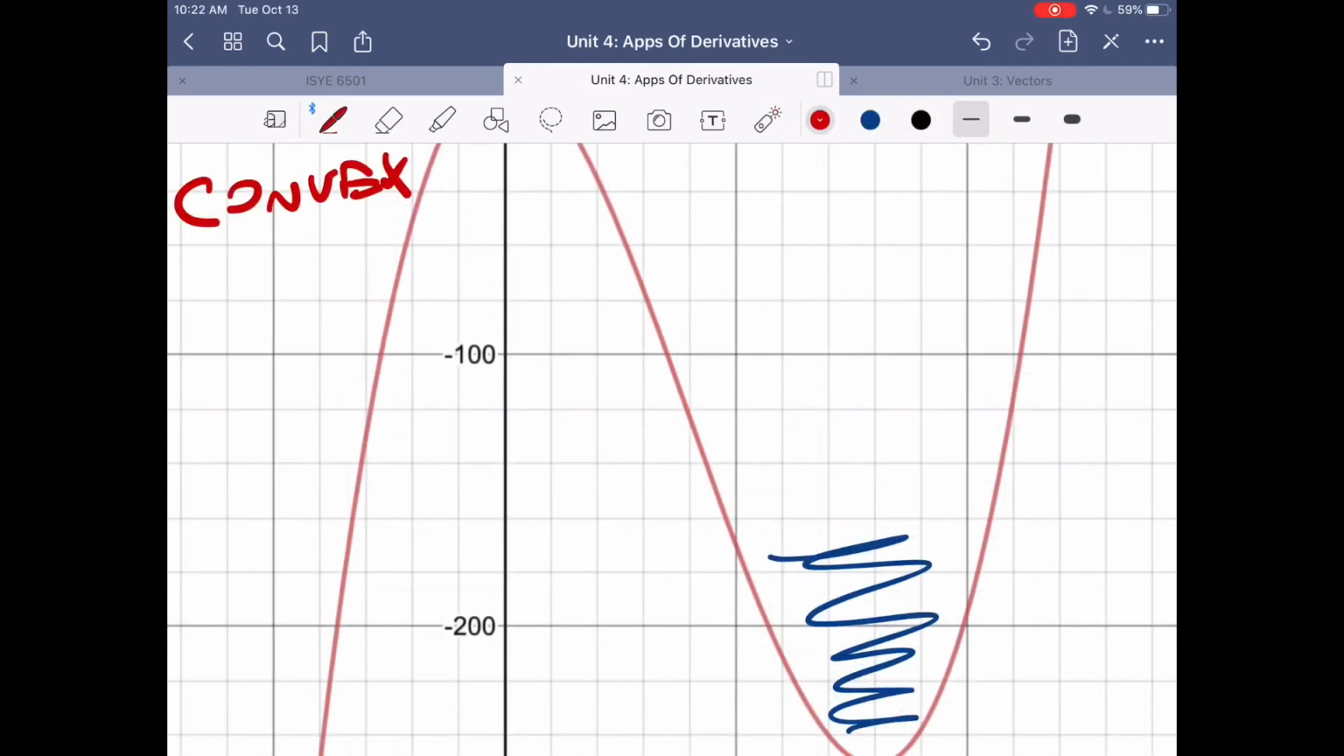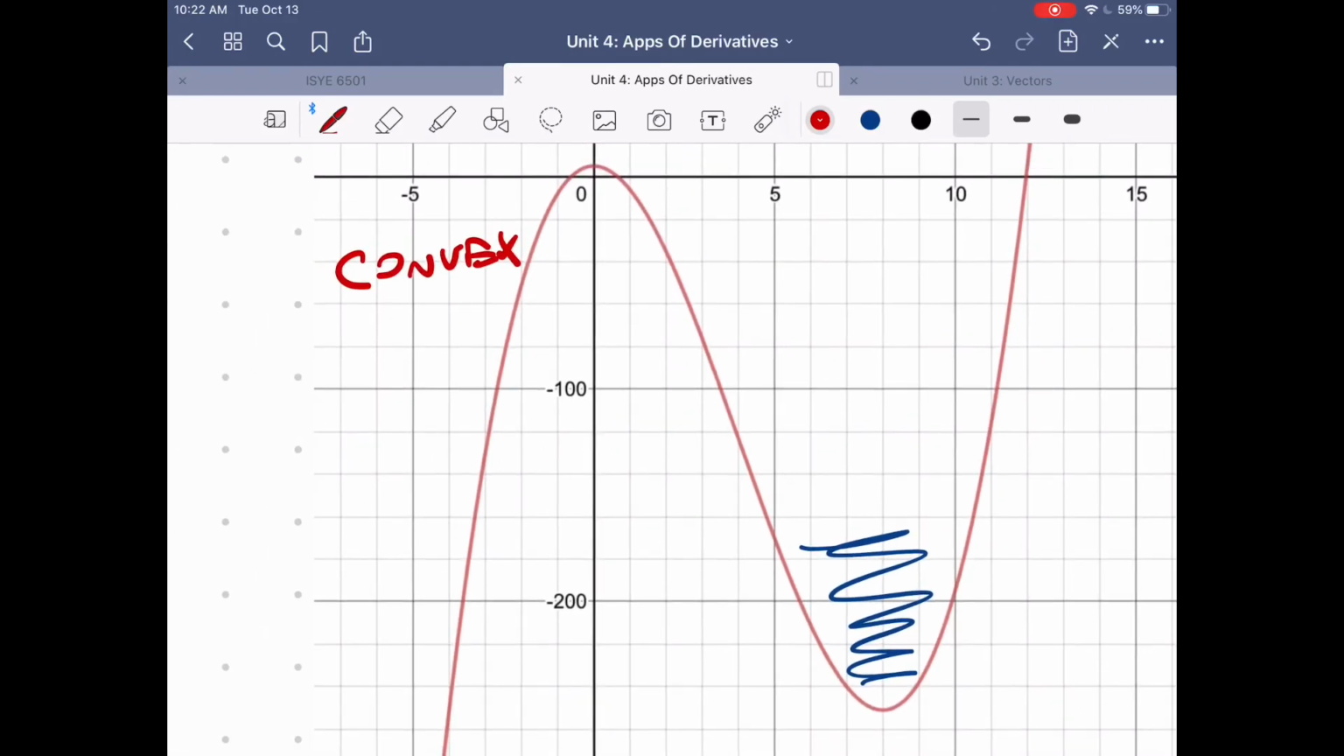So I'm just going to estimate that the point of inflection is somewhere halfway between this height and this height. So I'm just going to say it's like right in here. So I'm going to say right there is my point of inflection. So that point would be, let's say that's x is equal to 4, and the y value, let's say negative 125.